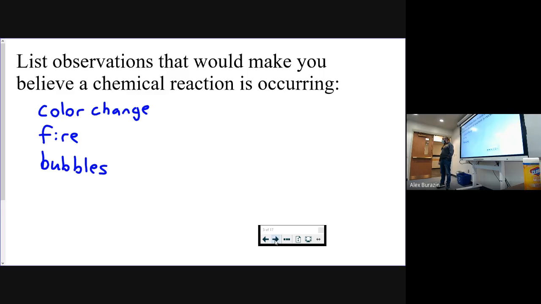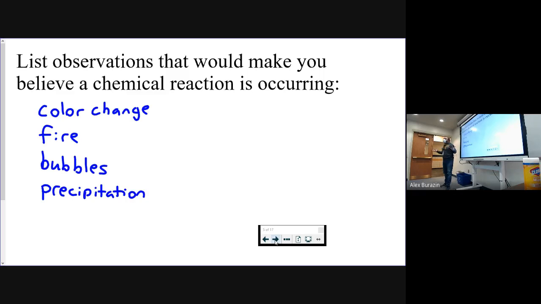Big three, really, right? We could do precipitation. That's pretty specific, but precipitation is when you take two liquid solutions and you mix them together and the solid forms. Okay, that's more of a specific chemical reaction, but that's one you could look for. I don't know. That's pretty comprehensive.